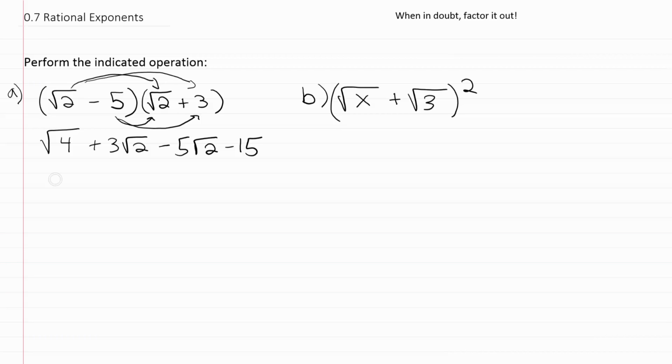All right, from here, notice how the square root of 4 just reduces to 2. This will happen anytime you multiply a square root by itself. You just basically lose the radical and end up with the radicand that's inside.